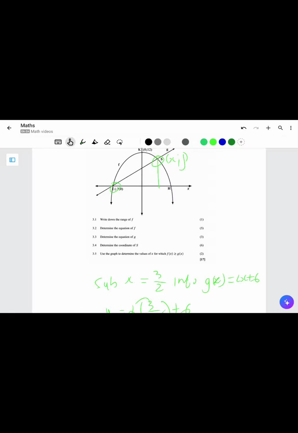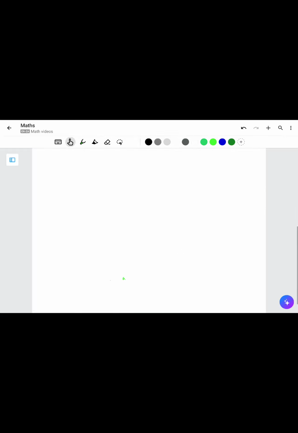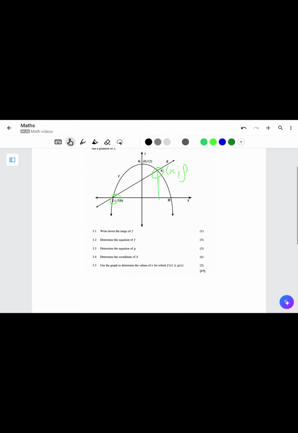Right, let's look at the last question. It says use the graph to determine the values of x for which f of x is greater than or equal to g of x. Okay, so let me just get some space here again. Right, let's look at it. So 3.5 says now that we can determine the x values for which f of x is greater than or equal to g of x. So let's look at the graph.